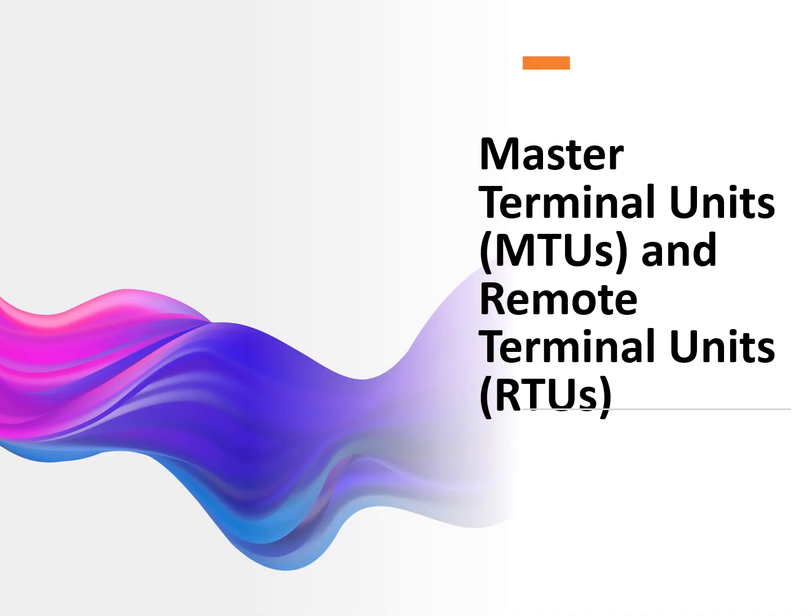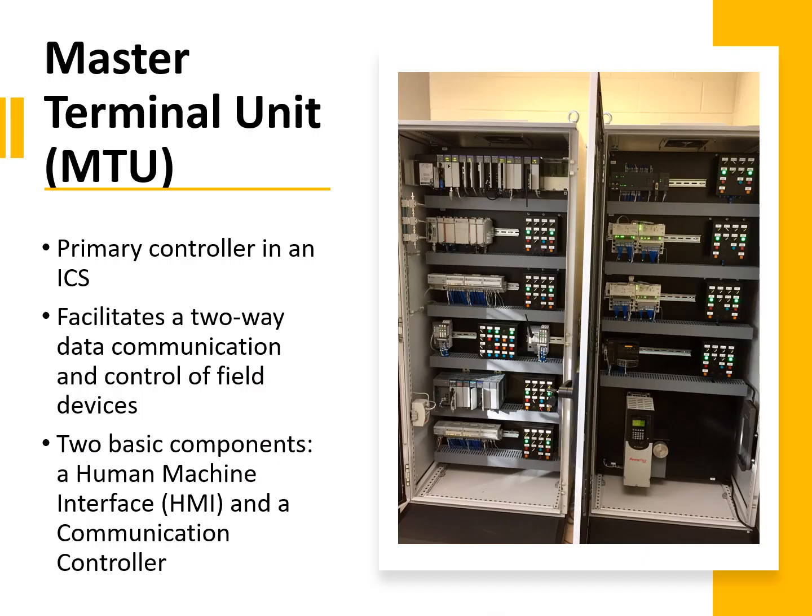Another type of hardware component for industrial control systems are the master terminal units, or MTUs, and the remote terminal units, or RTUs. A master terminal unit, MTU, is the primary controller in an industrial control system. It facilitates a two-way data communication and control of field devices.